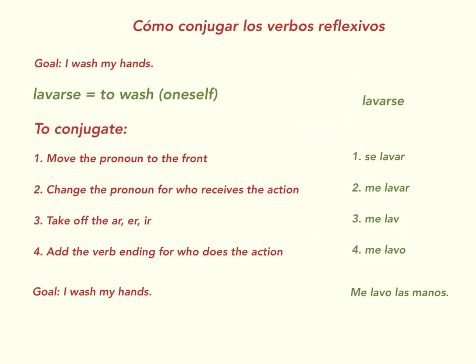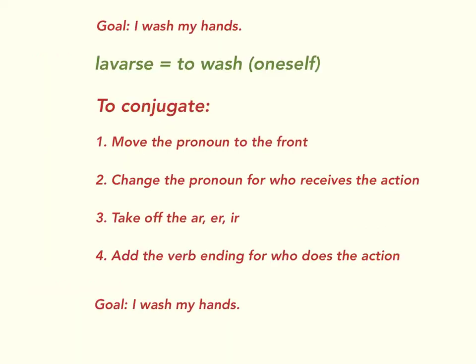So let's take a look at how to conjugate reflexive verbs. If you take a look at the screen here, it gives you the English way to conjugate and then an example in Spanish. And we're going to take a look at this example with lavarse, to wash oneself. So literally the action is being done to a person here, and that person is doing it to themselves. And let's set our goal here of being able to say, I wash my hands.